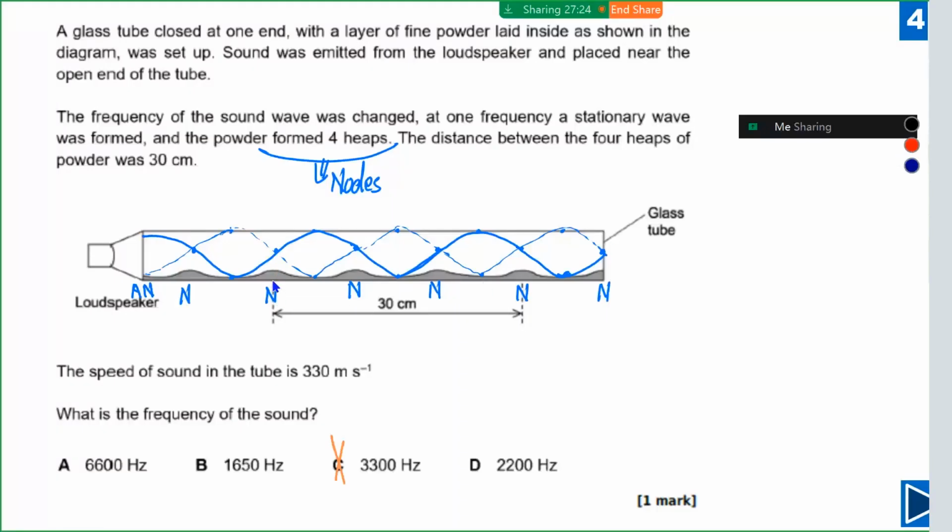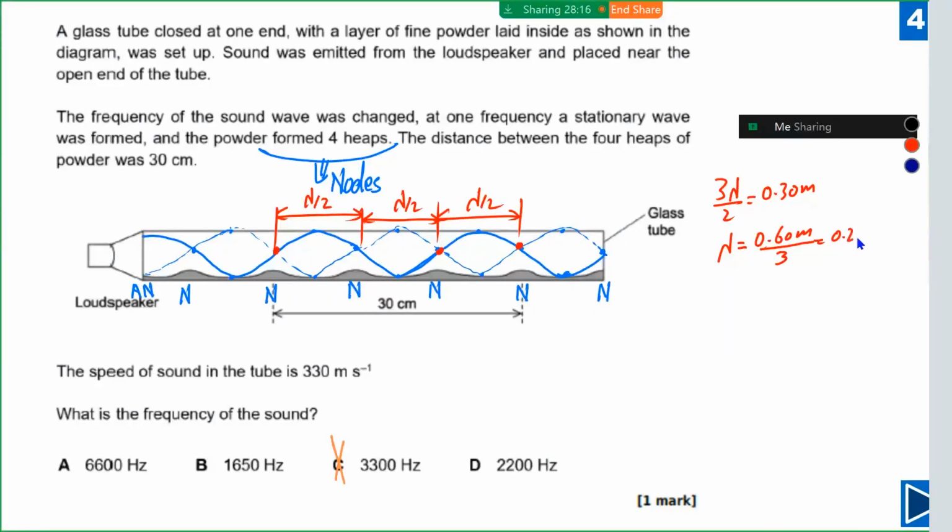Now in this case, you need to understand this distance given to us between this node and this node. The distance between any two consecutive nodes, as we have discussed, is equal to lambda by 2, and this one is also lambda by 2. So in this case, we have 3 lambda by 2 equal to 0.30 meters. I just converted into meters. Now from here we can find the value of lambda. So this will be 0.60 meters divided by 3, and you will get 0.20 meters.